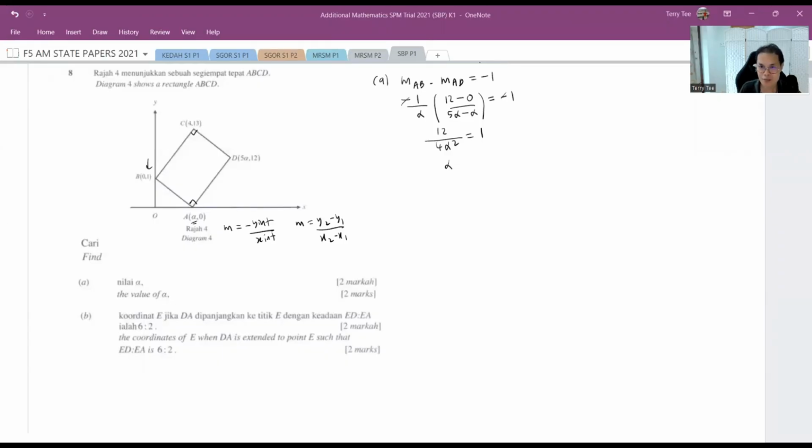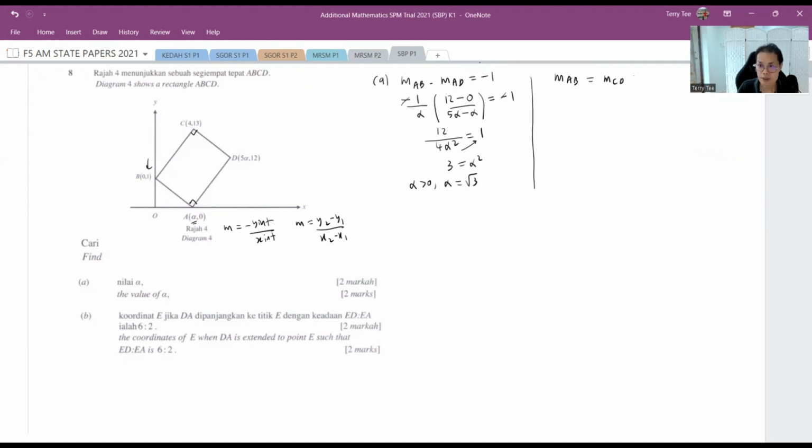Okay, guys, I realize there's a mistake in the question. If you cancel it, this is 3. The alpha squared times alpha is alpha squared. So alpha is 3, because alpha is on the right-hand side, so it's positive. There's a mistake in the question here, because you notice if I use m1 dot m2 equals -1, your alpha is 3.